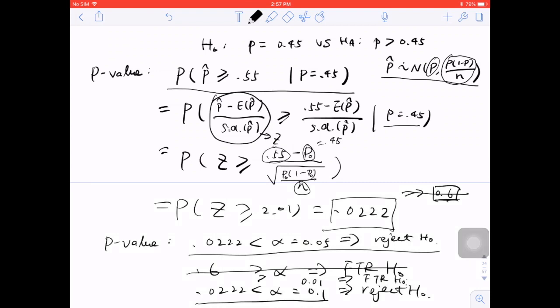So if you observe this p-value method, you're going to find essentially what we did was to compare this value. This value can be written in this way.